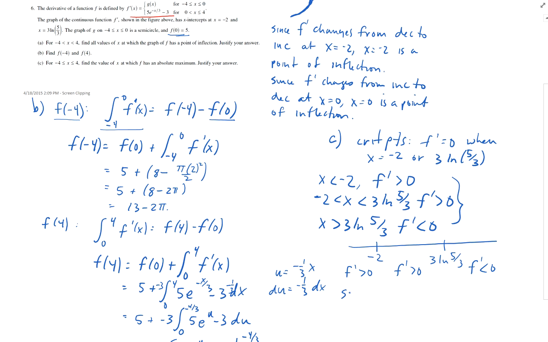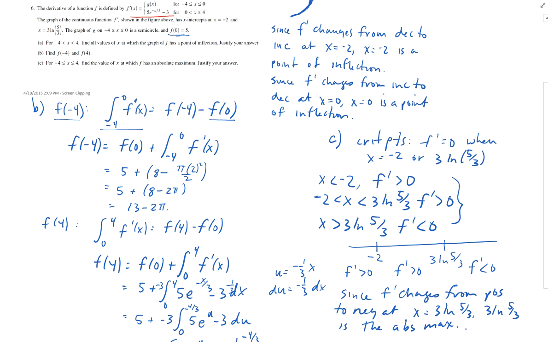So since this is the justification part, since f prime changes from positive to negative at x equals 3 natural log of 5 thirds, and since that's the only one, that is the absolute maximum. Okay, done deal.